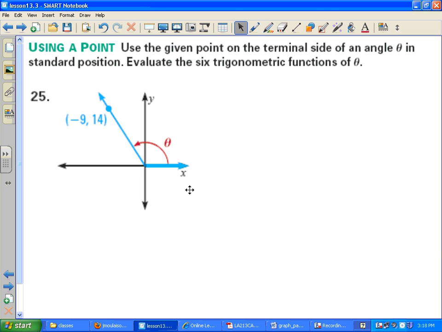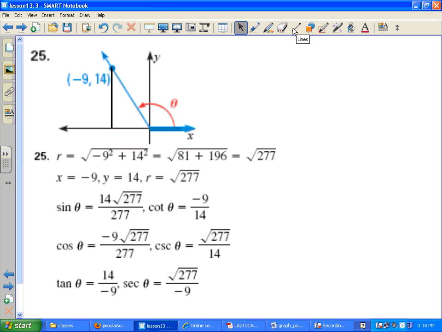So once again, an example, point (-9, 14). Use the given point on the terminal side to evaluate the 6 trigonometric functions. So all I would have to do is determine the y value from the point, that's 14. The x value is -9. The r value I would get with the Pythagorean theorem, square root of 277. Once I know those three values, x negative 9, y 14, r square root of 277, I can determine all 6 trig function values.